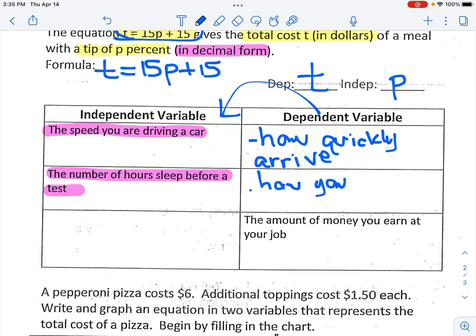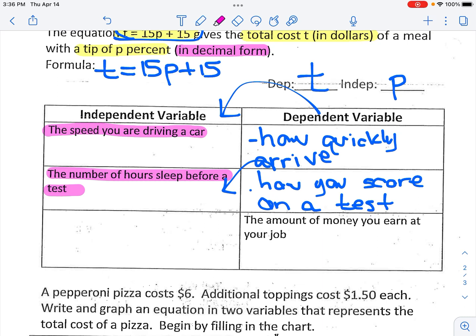So we've talked a lot about this year. How you score on a test or how you're performing in class is often dependent upon how much sleep you got the night before. If you get very little sleep, that would result in probably not performing very well. If you got a very good night's sleep, you would probably perform much better.